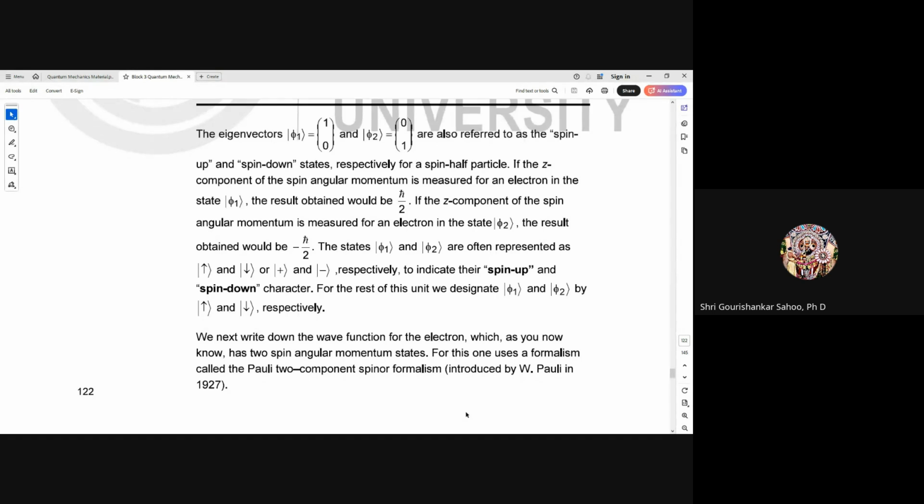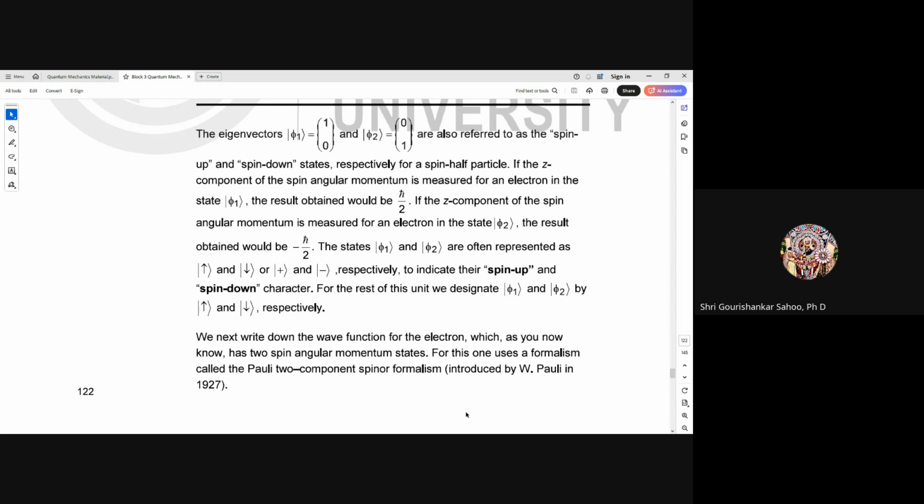And the states phi 1 and phi 2 are often represented as shown in the figure, with an arrow directed upward or an arrow directed downward in a ket, or a plus or minus in a ket. So spin up is represented by an arrow directed upward or a plus sign in a ket, and spin down is represented by an arrow directed downward or a minus sign in the ket.